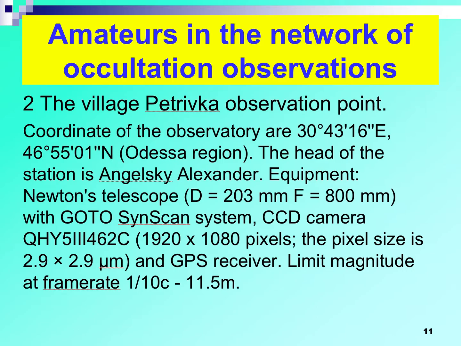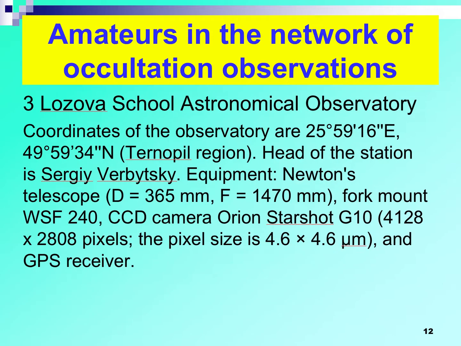The next amateur who participated in the network is Alexander Angelsky. He already has several observations, including a recorded occultation. His observation point is located in the Odessa region. The Lozova School Astronomical Observatory takes part in the network as well. This point has good equipment and a qualified leader, Sergei Verbitsky. This point is valuable because it is remote from the rest of our network.